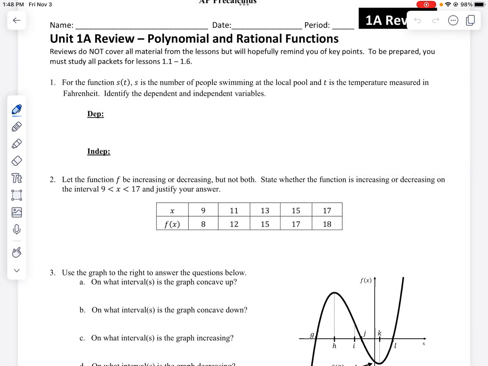Okay, so for the first part of the review, we're looking at a function and the number of people in a swimming pool and the temperature of the pool in Fahrenheit. So what is the independent variable? So thinking about X and Y, if you were to graph this, I think there's probably a variety of ways that you could think about this.